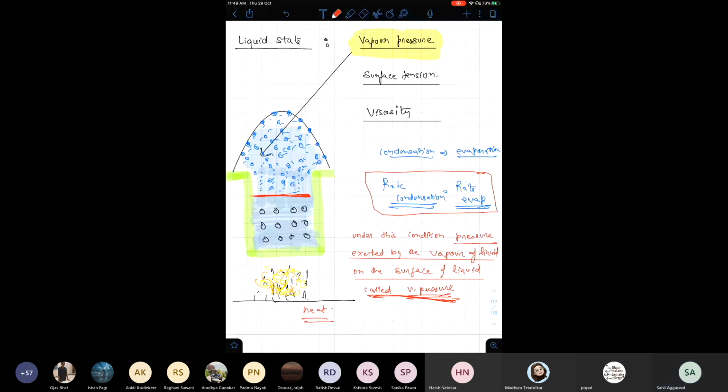Understood? Pressure exerted by the vapors of the liquid on the surface of the liquid under the condition of equilibrium between condensation and evaporation is called vapor pressure.